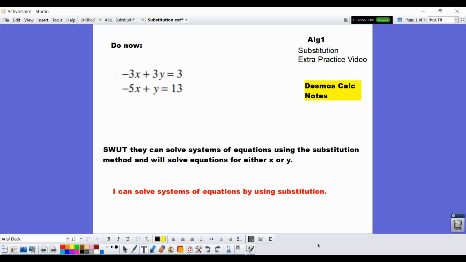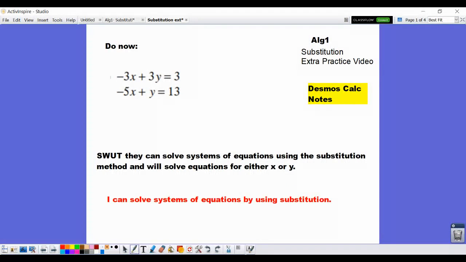All right, so let's keep going with some substitution practice. And so we've been working on solving systems with substitution. And as you know, that means we have to get either an x equals or a y equals. That's step one. So let's start by taking a look at this first problem.